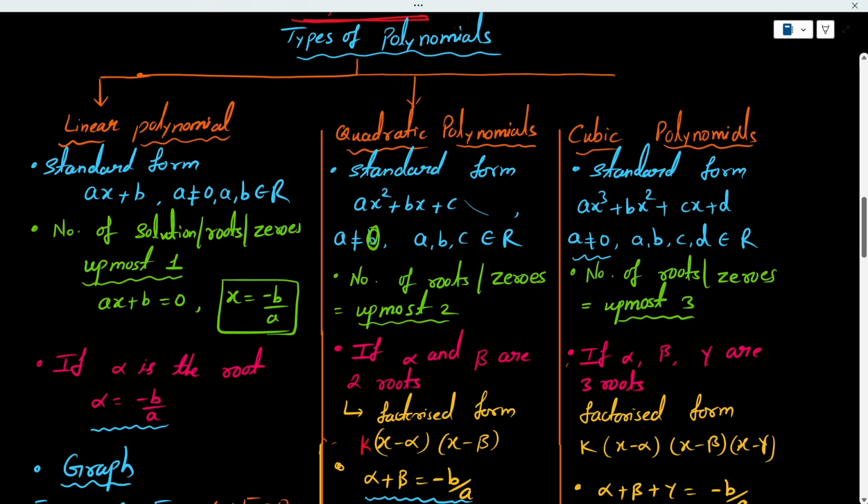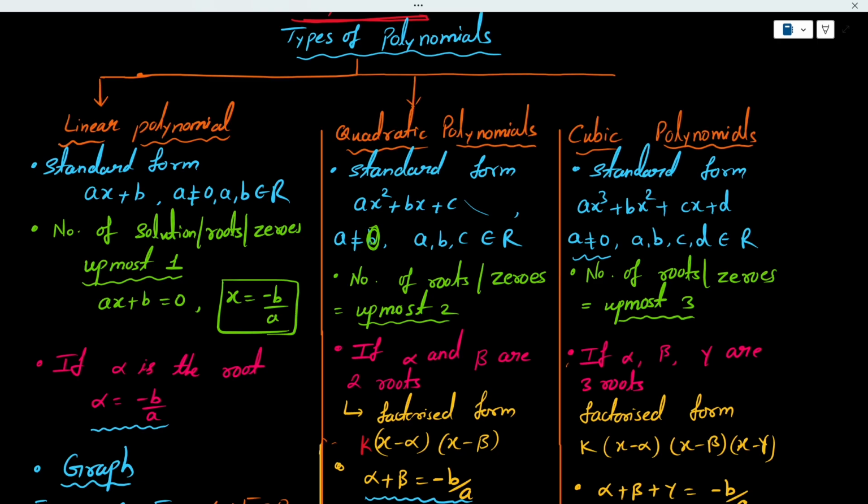Here the first one is a linear polynomial. We have seen its highest power is going to be 1. This is called the standard form, right? ax plus b is called the standard form of a linear polynomial, where a can never be equal to 0, otherwise you will be left with only the constant term. So how many solutions? There is one solution, and solutions we generally call alpha, beta, gamma.